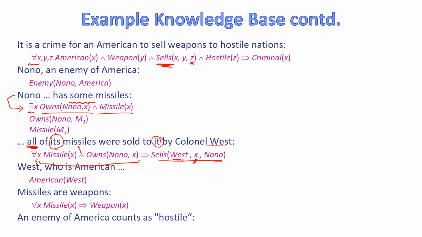The last one, an enemy of America counts as hostile. So this is a general rule, so it should be universally quantified. So if something is an enemy of America, then it is hostile. So for all X, if X is an enemy of America, then X is hostile.